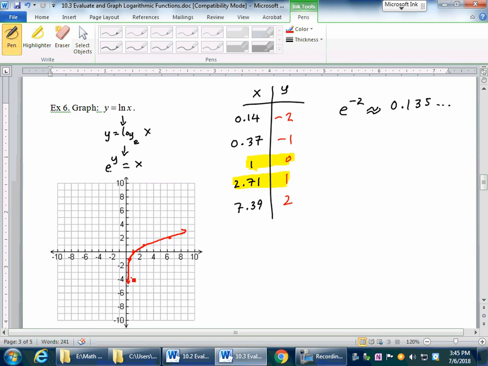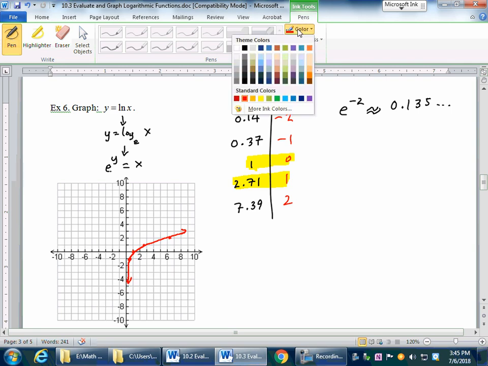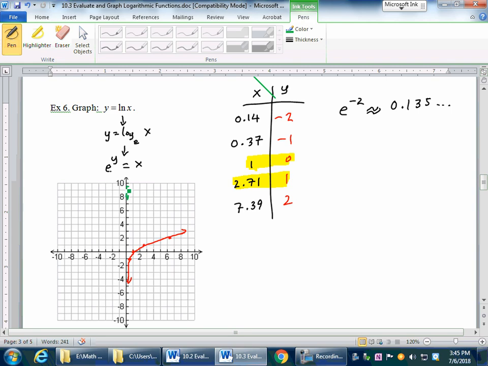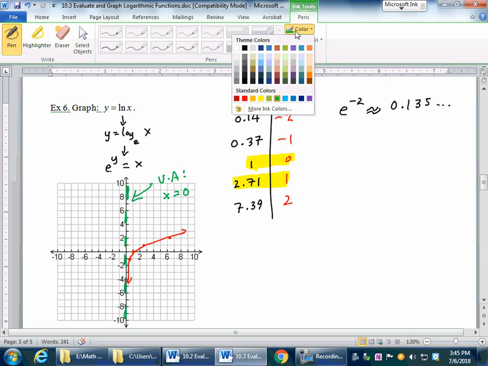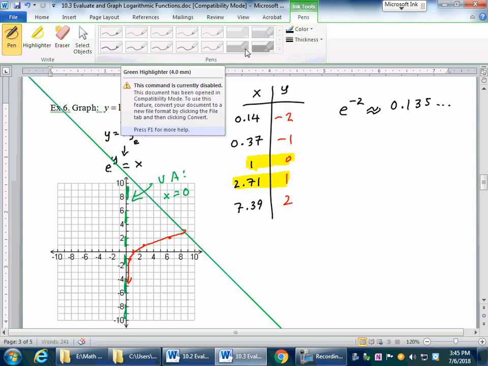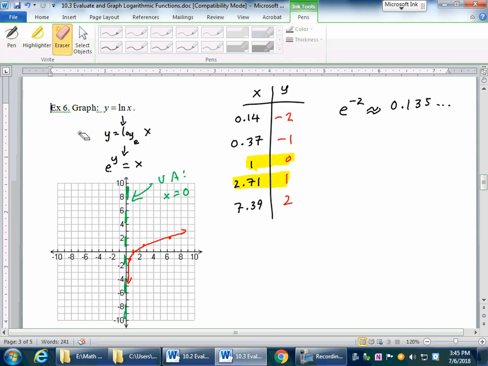never goes through, passes through the vertical asymptote. So here's my vertical asymptote. In this case, my vertical asymptote is x equal to 0. And my domain and range is still the same because we haven't done any transformation yet, shifting, right? So my domain will be from 0 to positive infinity. My range will be from negative infinity to positive infinity.